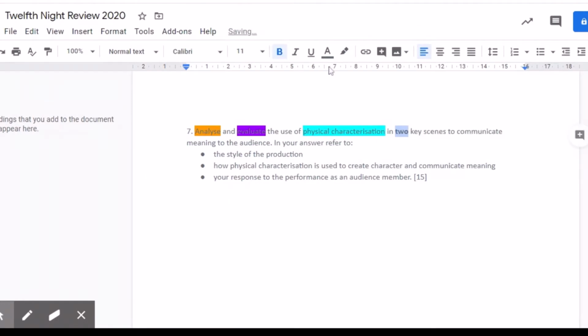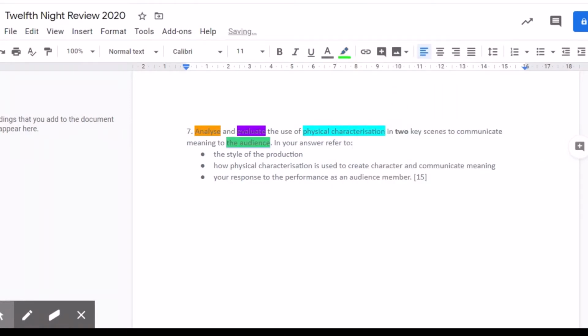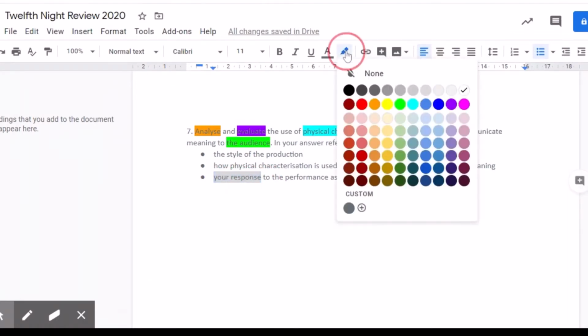The question also asks for 2 key scenes, so I need at least 2 key moments. I can talk about more if I want to, but at least 2. I've also highlighted the audience. They need to be my focus throughout. And then the exam board gives you 3 little pointers. So the style of the production, how the skill is used, and also your response. So they want to know what you thought as a critic.